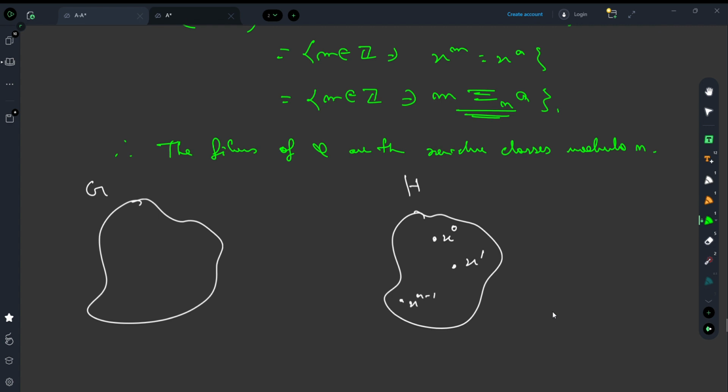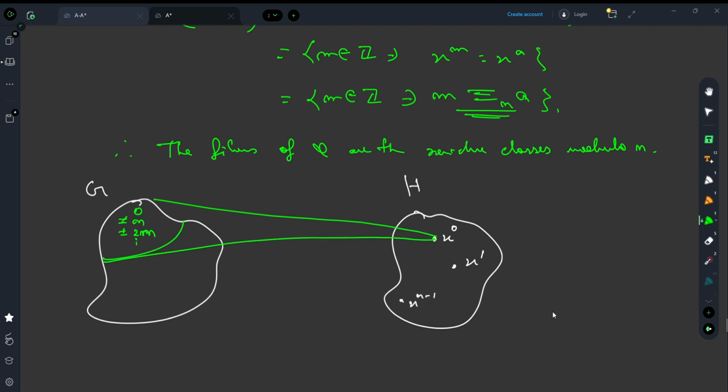Those are all the elements which are congruent to 0 modulo n. What are the elements which are congruent to 0 modulo n? The elements which are divisible by n. What are the elements which are divisible by n? Simply they are 0, plus minus n, plus minus 2n, and so on. So this set is the fiber over x to the power 0.